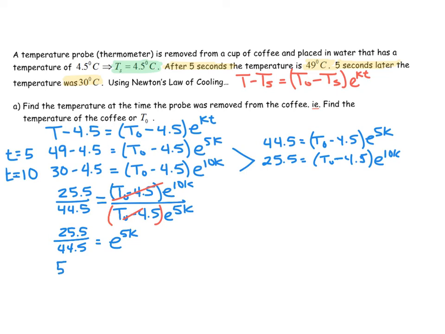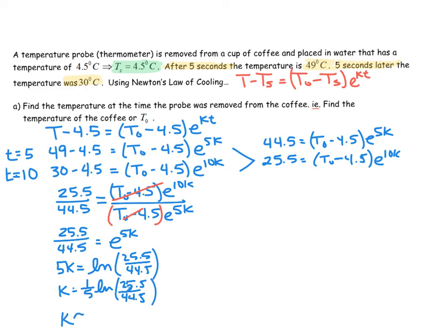Solving that, 5K is going to equal the natural log of 25.5 over 44.5. And K then will be 1/5 the ln of 25.5 over 44.5. We're going to take that value and store it in our calculator, and that way we won't be rounding. Do not round in the middle of these problems.